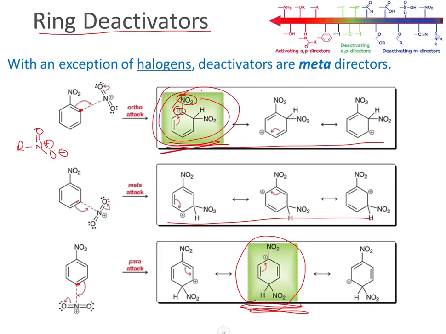So when one of the resonance structures in the sigma complex has a positive charge next to an electron withdrawing group, then that resonance structure is not stable. So then we end up with the one in the meta position being the most stable of the three, so the meta position is favored.